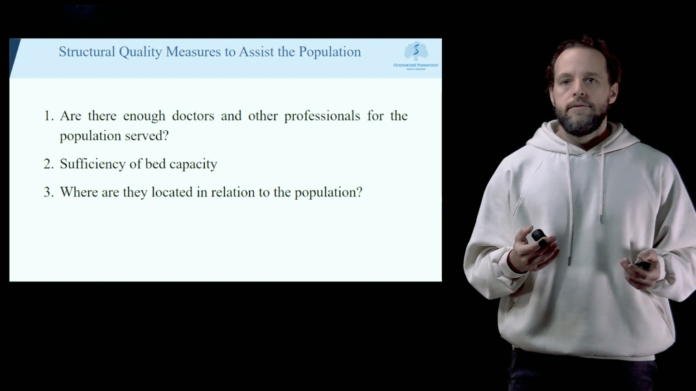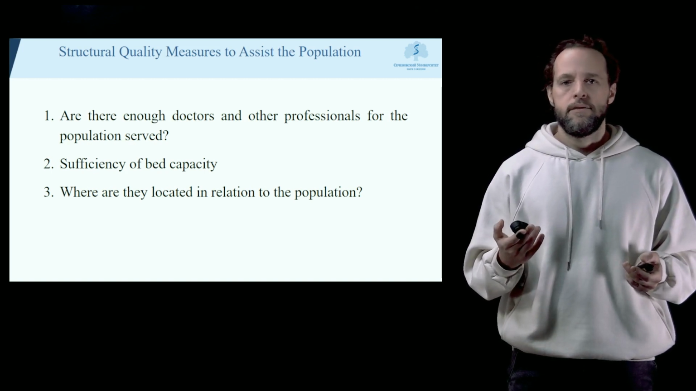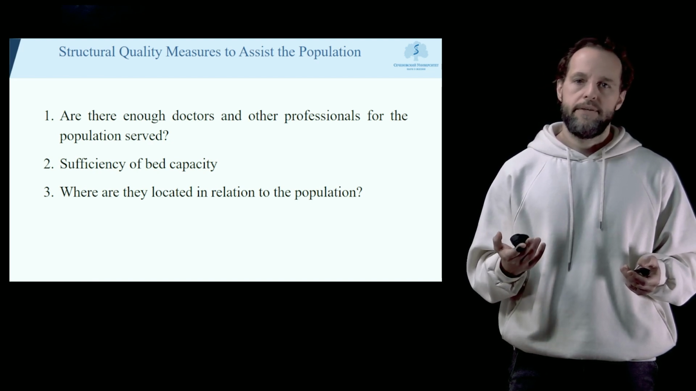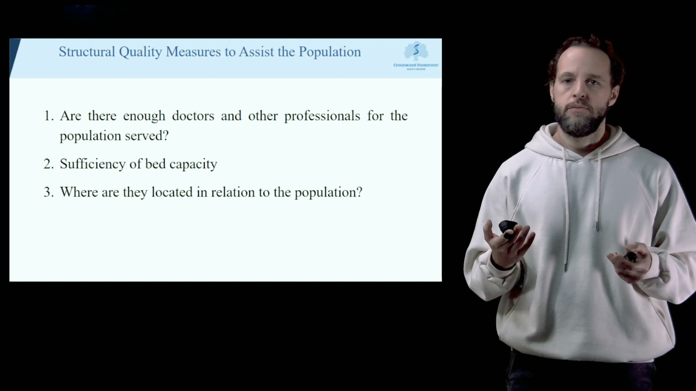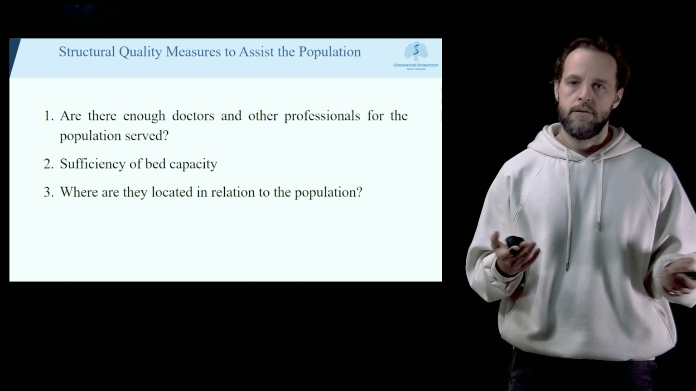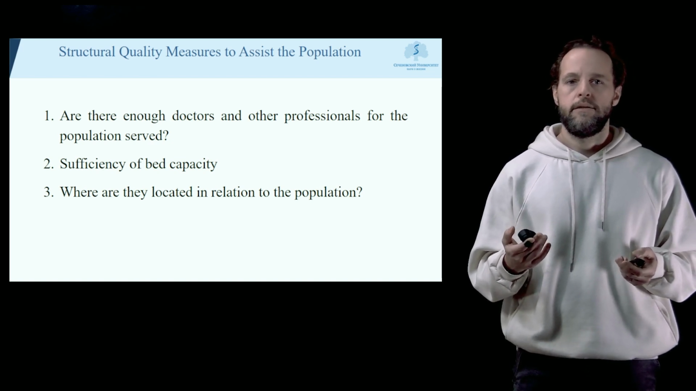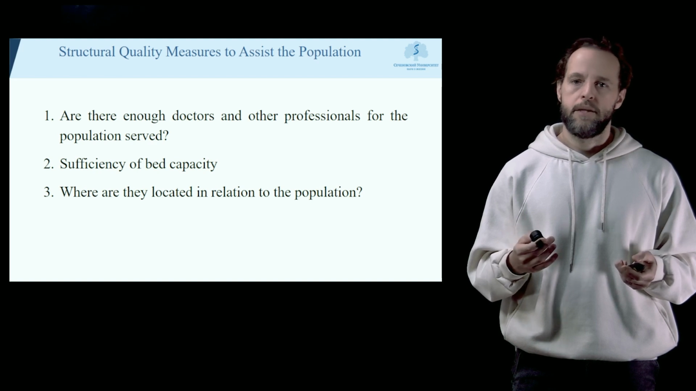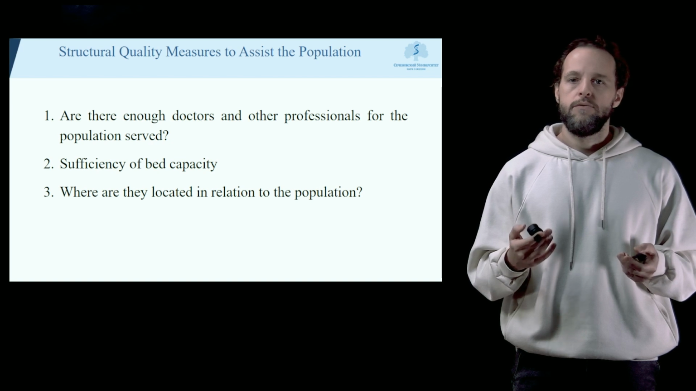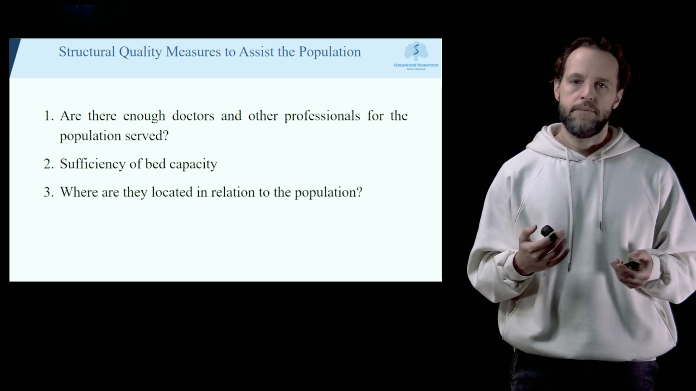And there are structural quality measures to assist the population. Are there enough doctors and other professionals for the population to be served? Are there enough hospital beds in these institutions? Where are they located in relation to the population? The data used to assess the quality of the structure can come from a variety of sources.